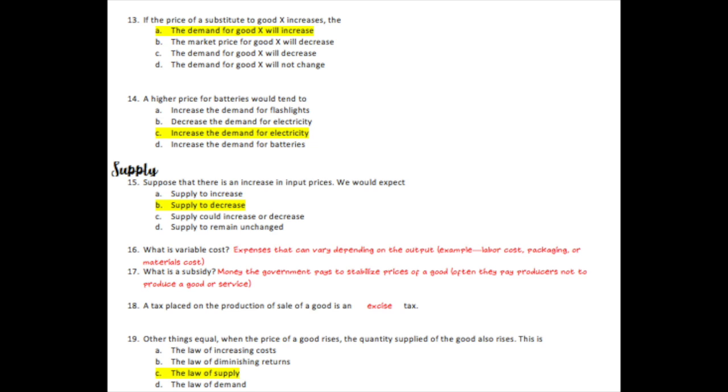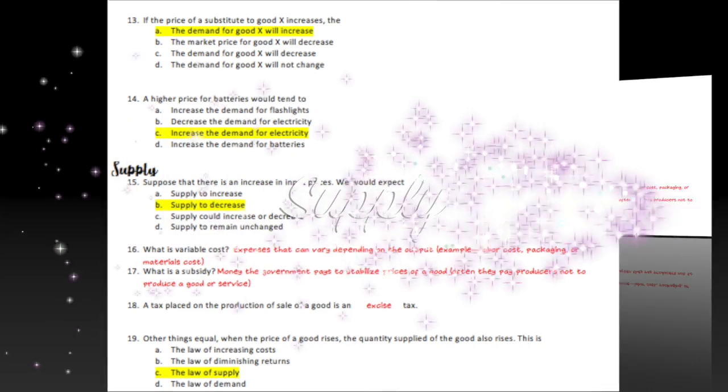The higher price for batteries would tend to increase the demand for electricity because electricity and batteries are substitutes.